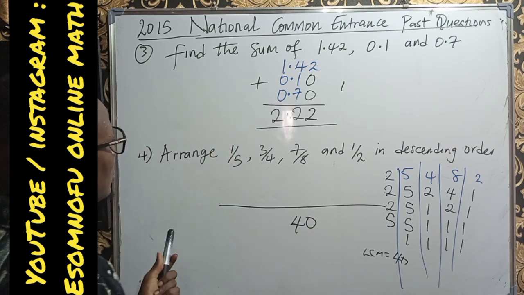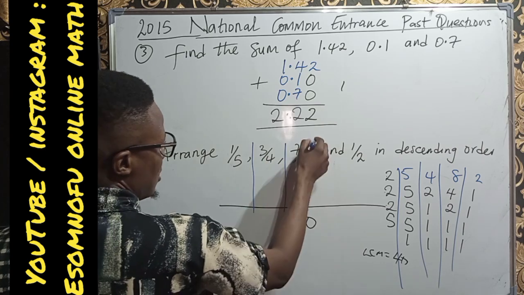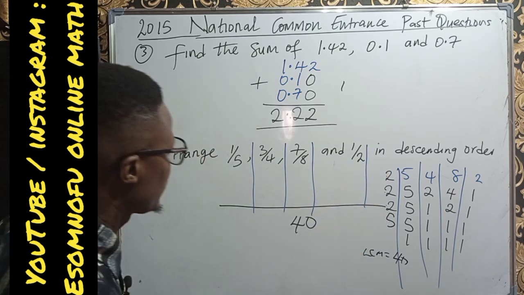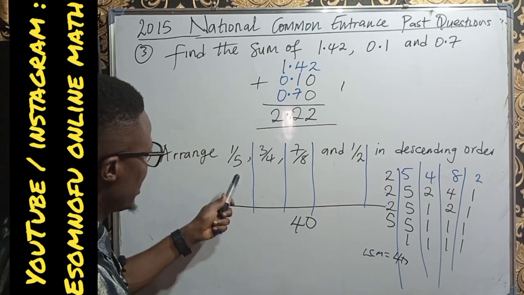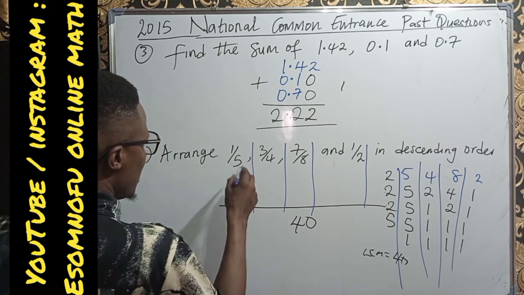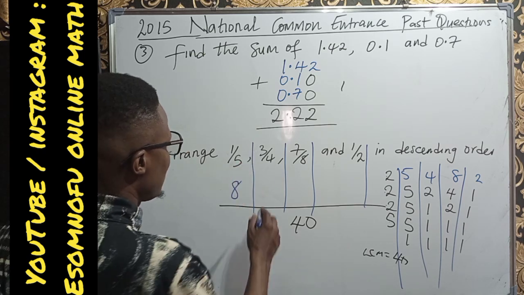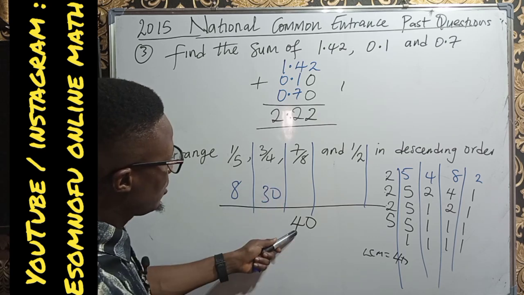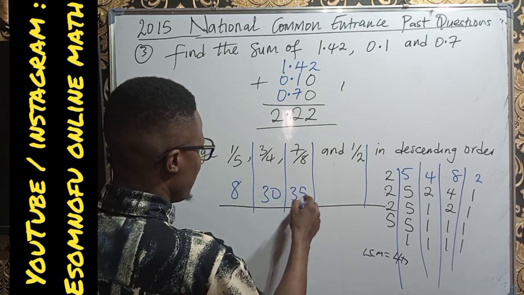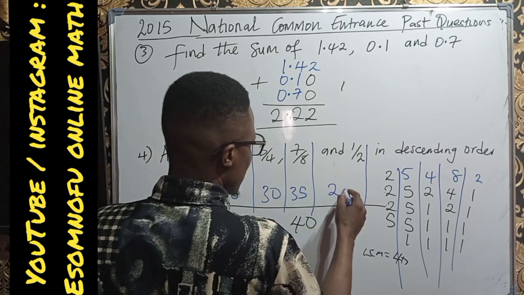That is our LCM. Now, I want you to know that 1 over 5 has this. 3 over 4 is here. 7 over 8 is here. While this part is for 1 over 2. Now, what you do now is to say 40 divided by 5 is 8. 8 times the 1 on top will still give us 8. 40 divided by 4 is 10. 10 times 3 is 30. 40 divided by 8 is 5. 5 times 7 is 35. 40 divided by 2 is 20. 20 times 1 is 20.